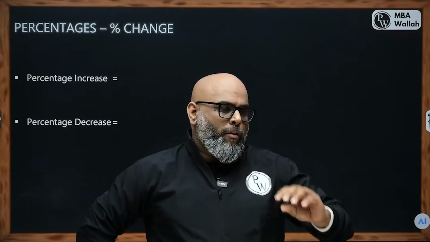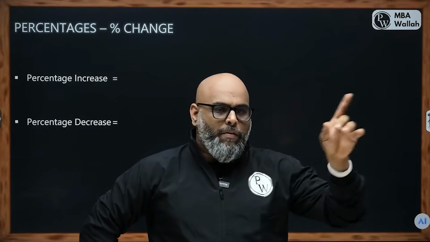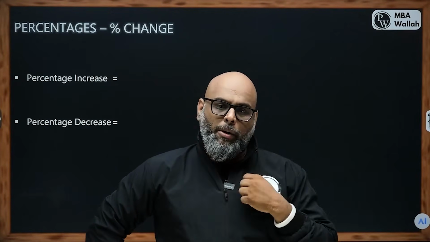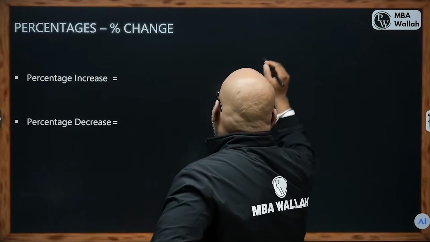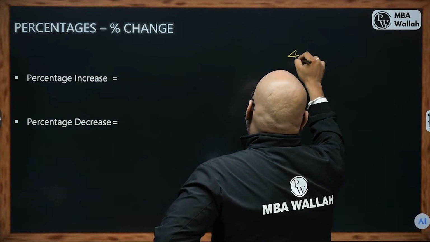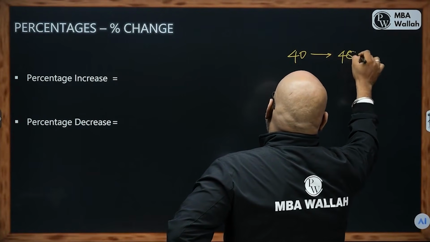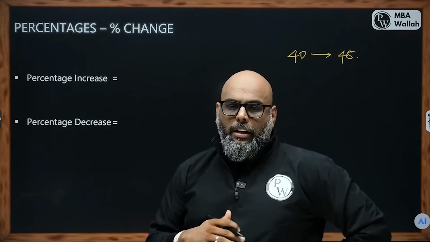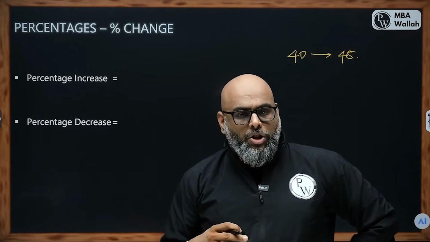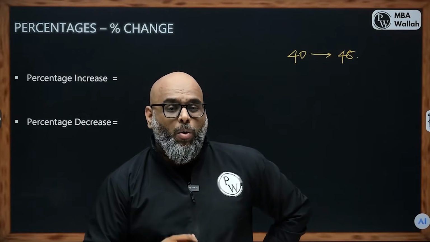Now obviously, if the value changes from one thing to another, there is a change in value, and so there is a change in the percentage. For example, if 1 kg of apples cost 40 rupees last month, and this year it has gone up to 48 rupees, there is an increase in the price, so there is a change in the percentage as well, right? So what is the percentage change? How do we do it?